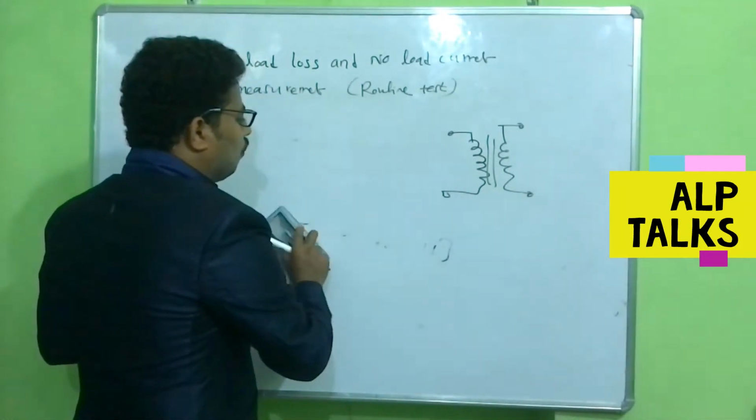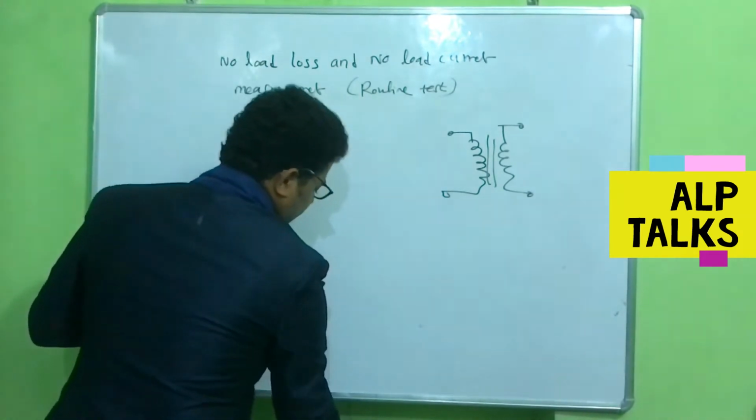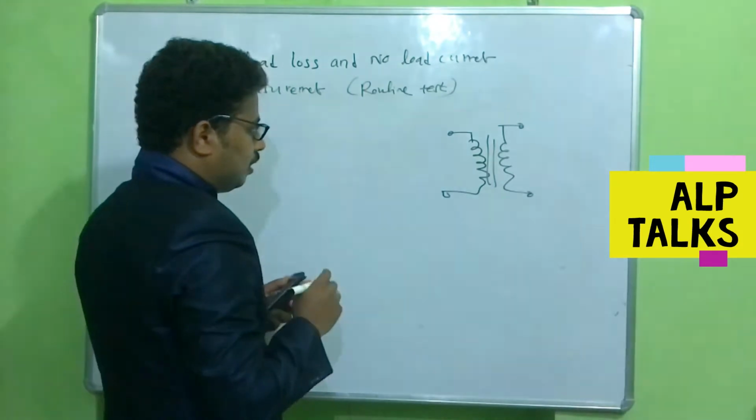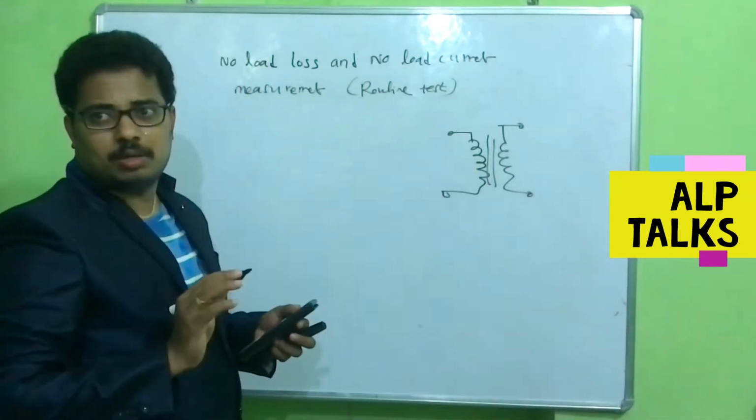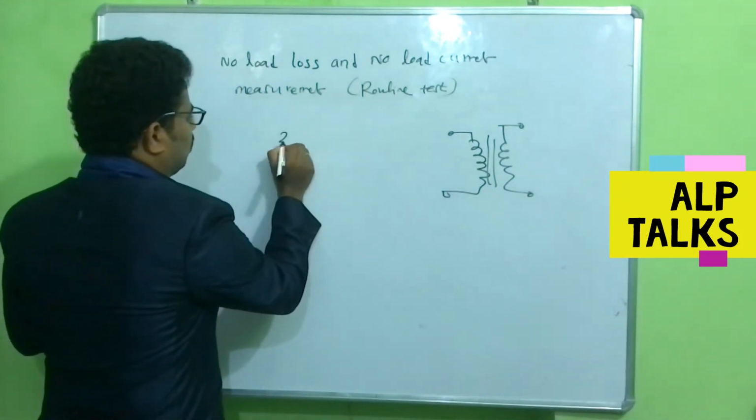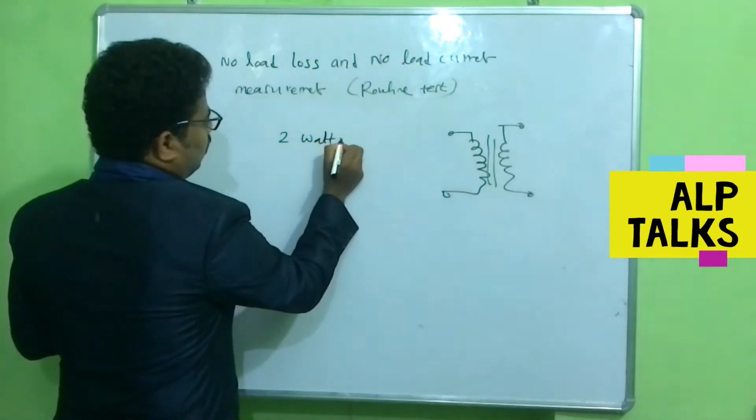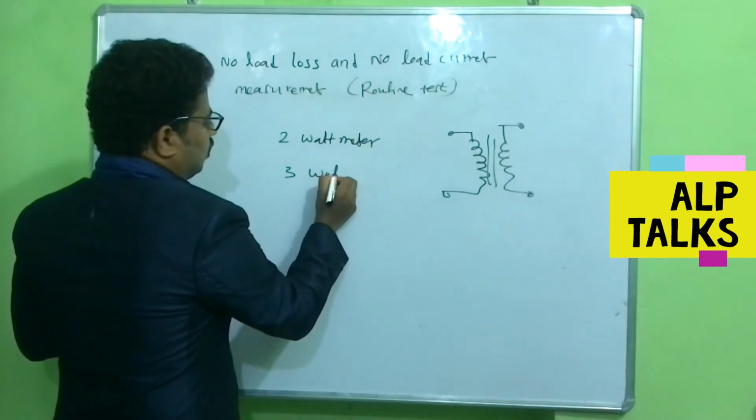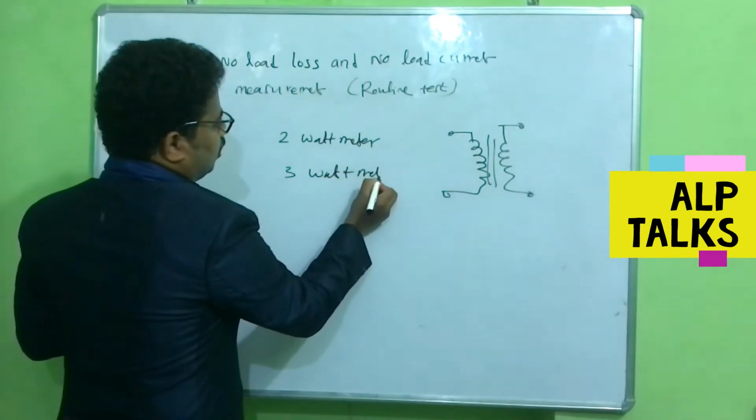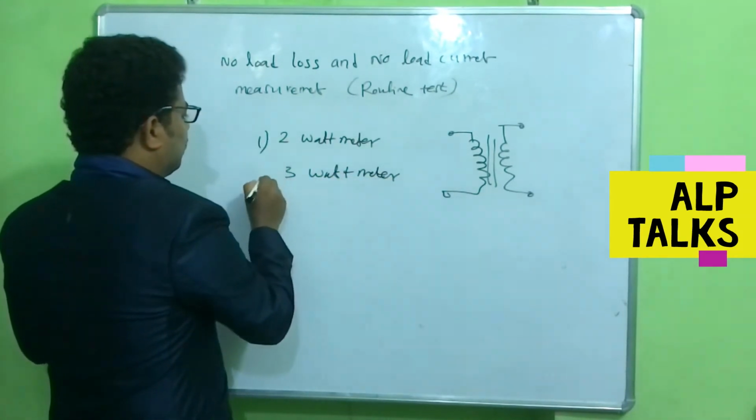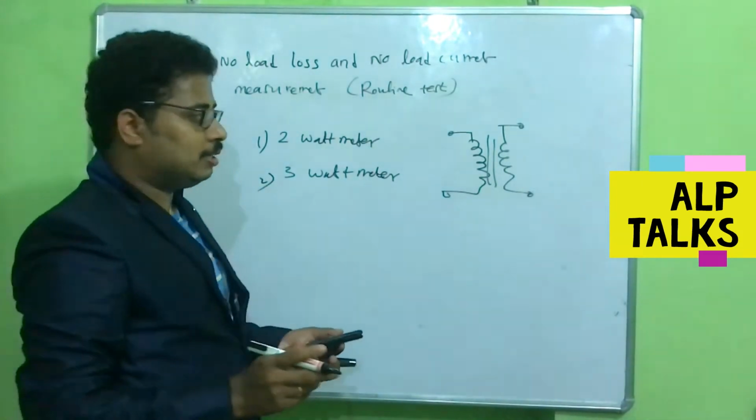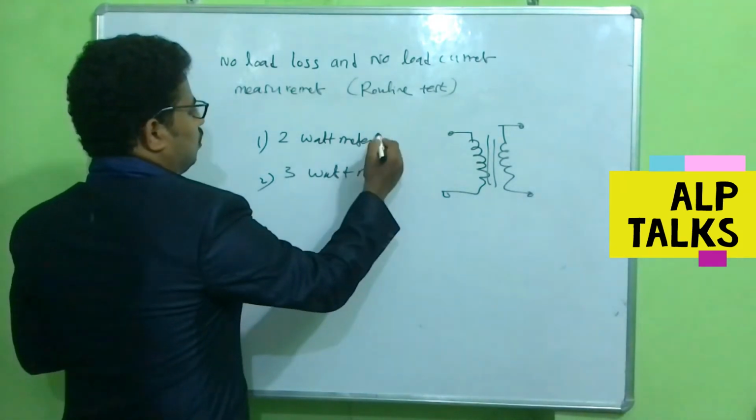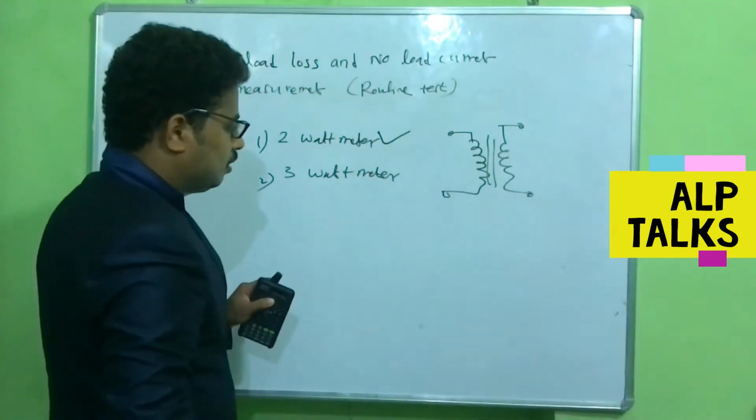And how can we measure this no load loss by using wattmeter method? We have two different methods. 2 wattmeter method is there, and another one is 3 wattmeter method. We have these 2 methods for measuring no load loss and no load current. So first let's discuss about 2 wattmeter method.